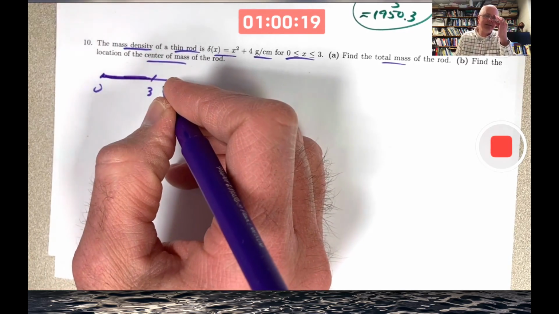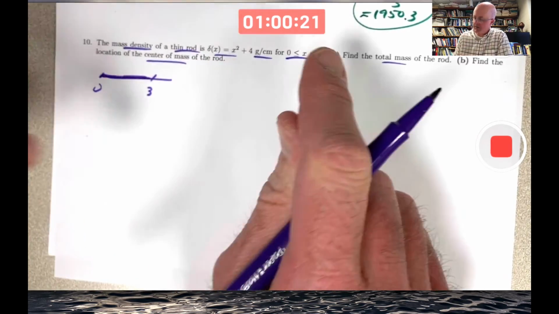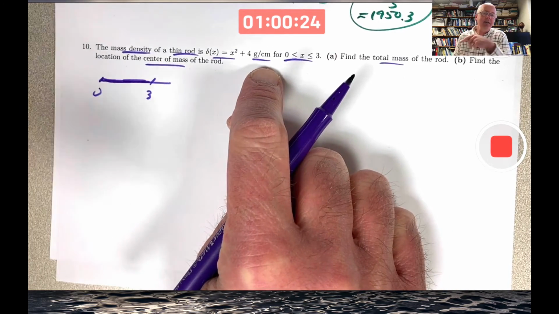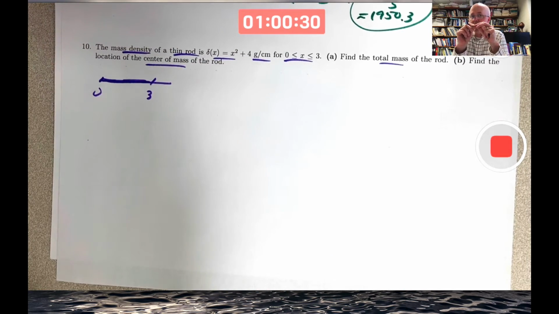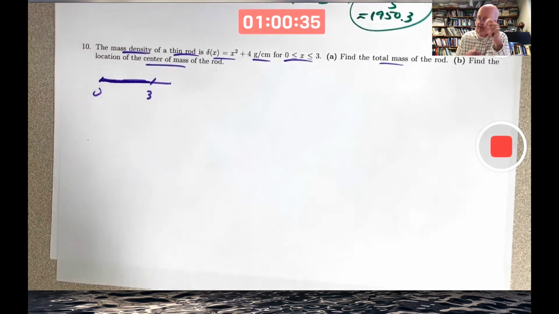It's not a constant density. Now this density is a little strange. It's called a linear density. It's not mass per unit volume, it's mass per unit length. That's because it's a simplification, because we're imagining the rod or the wire is so thin that we can effectively treat it as a linear object.